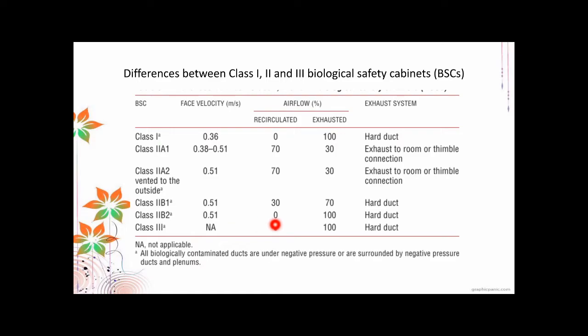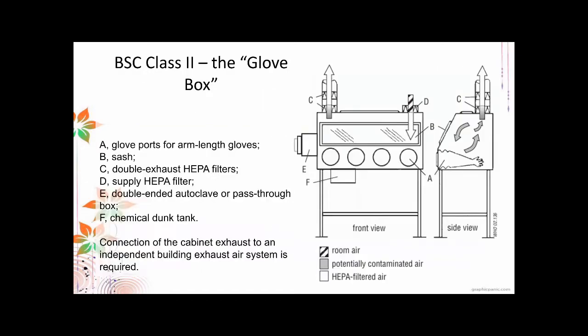And then you have a class 2 B2, no recirculated air, all of them are through an exhaust. And a class 3. Class 3A, there is no recirculated air, any air is through exhaust. So the class 3, which is known as the Glovebox, this is your class 3.